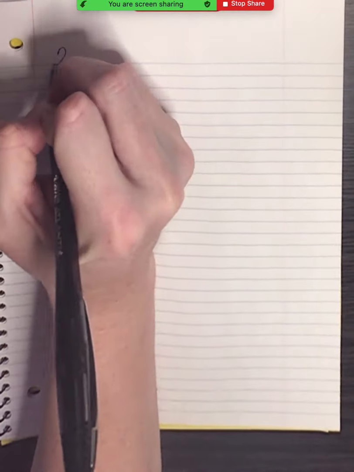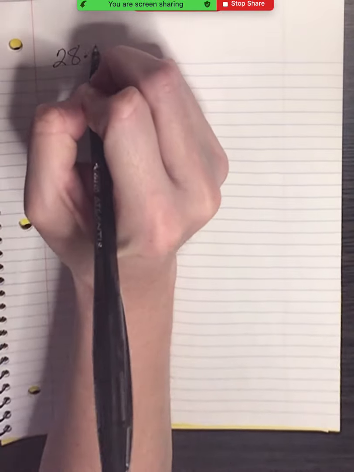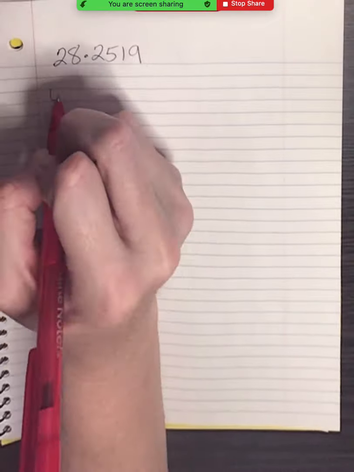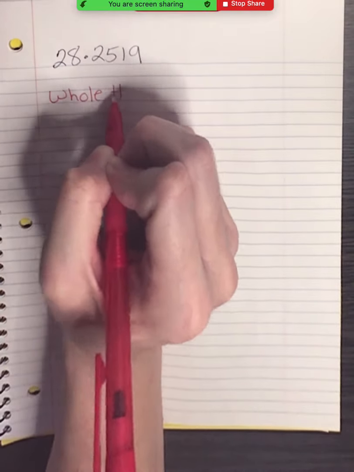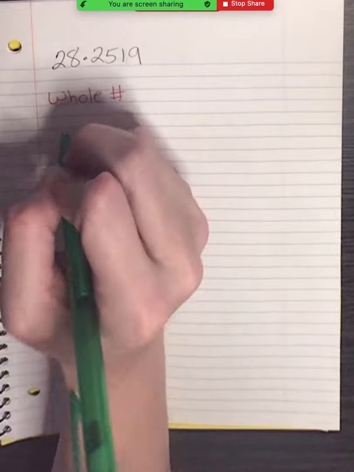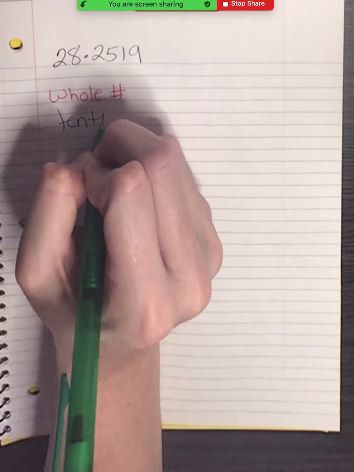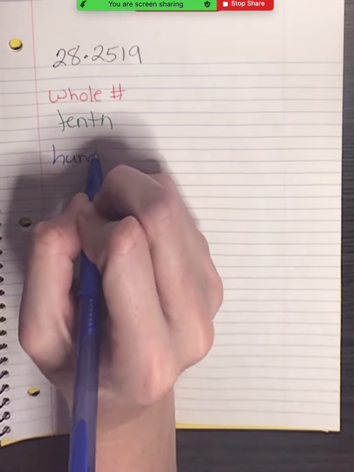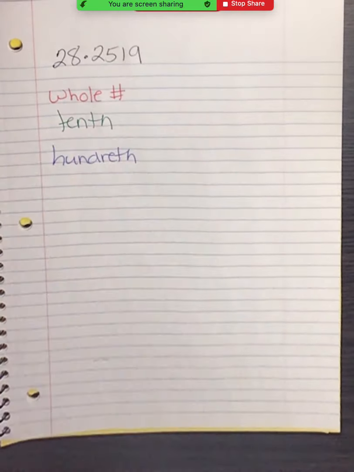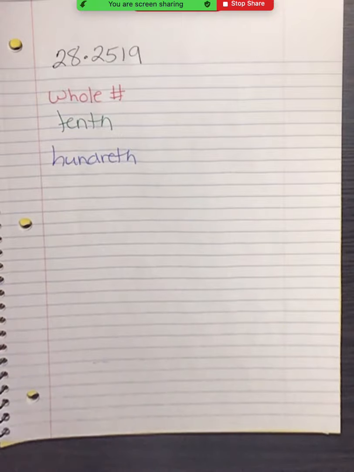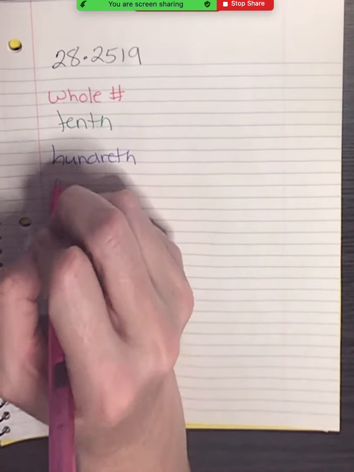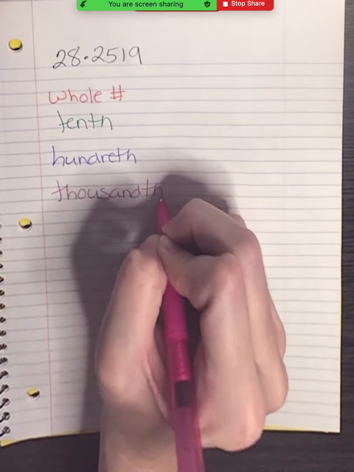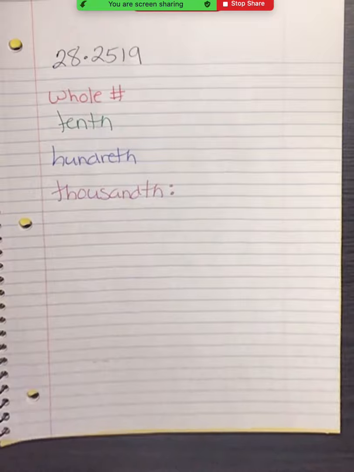28.2519. We're going to round to the nearest whole number, the nearest tenth, the nearest hundredth, and the nearest thousandth. All right, nearest whole number. So 8, it would be the whole number part. To the right is a 2, so the 8 remains unchanged, and we get 28.